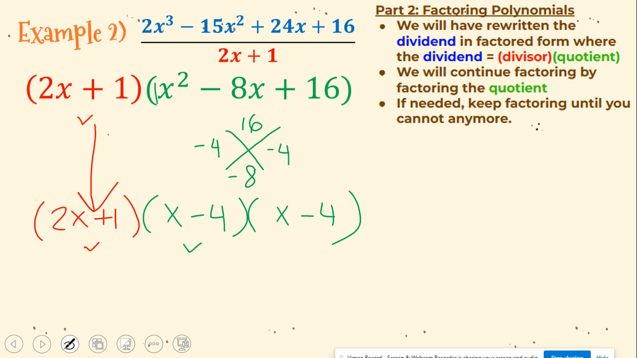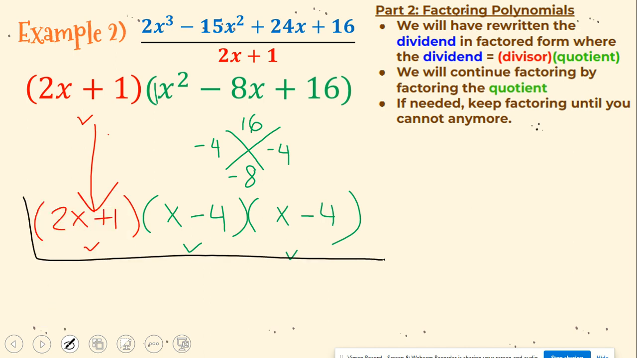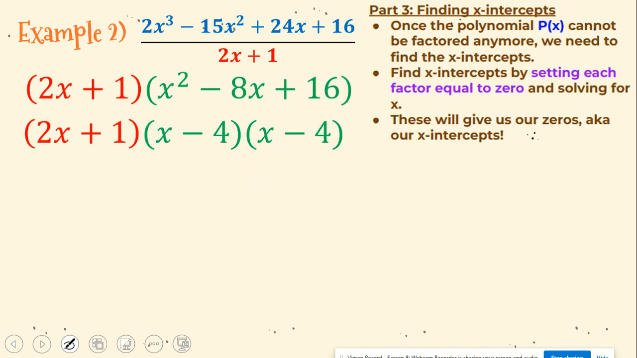X minus 4, it's just 1x, it cannot be factored anymore. This is as far as we can go. Once we have gone as far as we can go, we need to find the x-intercepts. How do we find the x-intercepts? We set the factors equal to 0. Any factor you have, set it equal to 0 and try your best to solve for x.